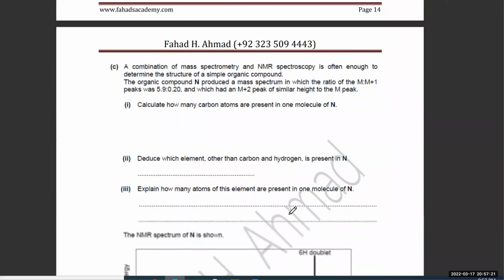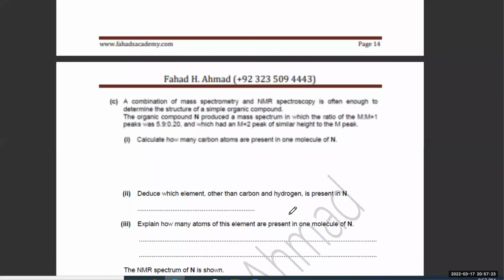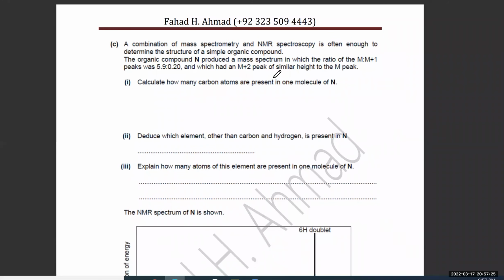So here's another one, probably an easy one. He's saying that from the mass spectrum M and M+1, can you tell me the number of carbon atoms? It's 100 over 1.1 into 0.2 divided by 5.9, right? So how many carbons do we get for this? 3. It's a 3 carbon atom molecule. And then there's an M+2 which has a similar height to the M. What does that indicate?